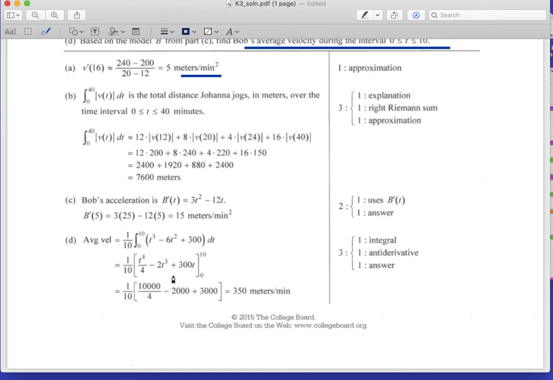The antiderivative is pretty easy. A little bit of arithmetic. That's kind of it. That's the solution to K3.